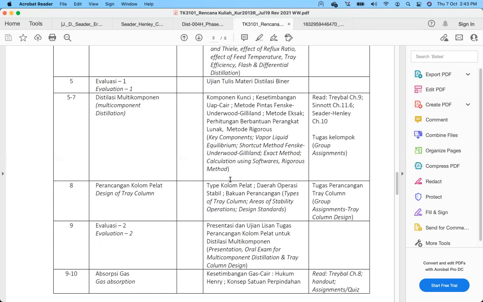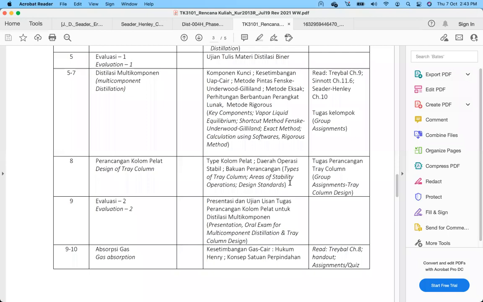And then after that, in week 8, which is next week, we will design the tray column. I'm going to explain the types of columns and the design standard. And then here you will actually have the design assignment (tugas perancangan). Yeah, week 8 then.